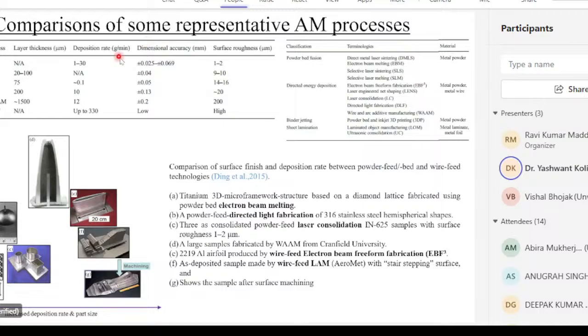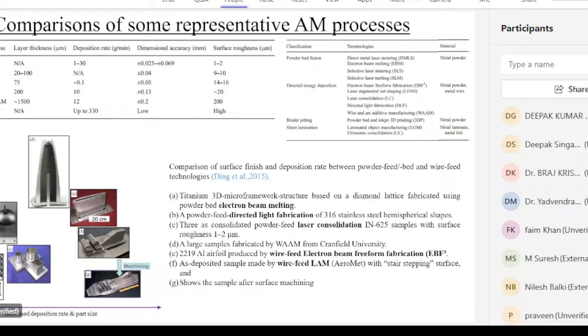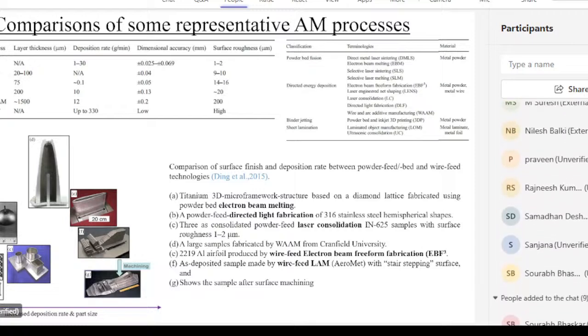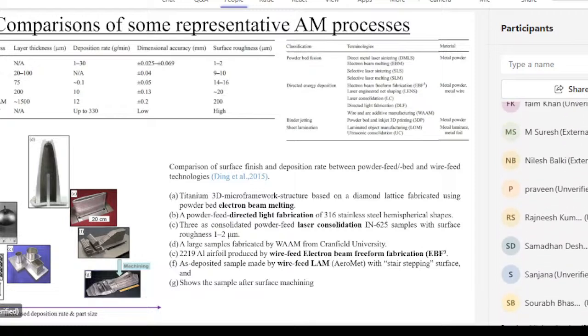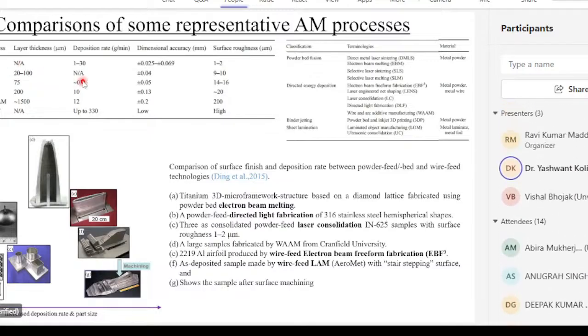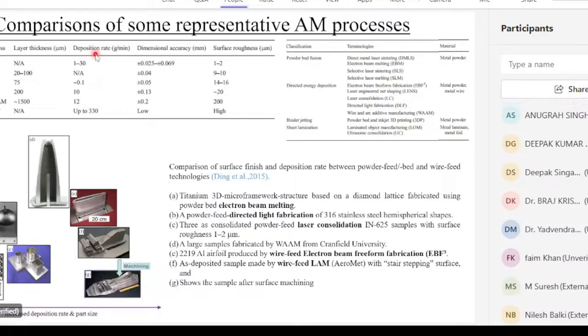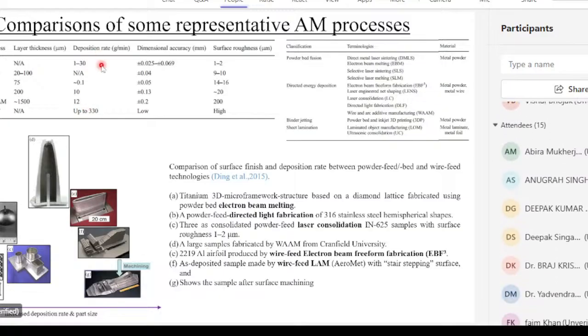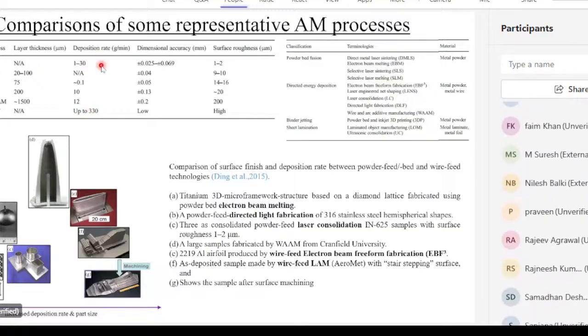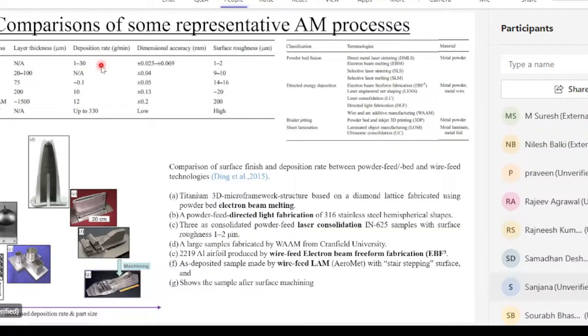So this is the comparison of some representative AM processes. You can see with the wire additive materials and powder, this laser, SLS, is having 0.1 gram per minute deposition rate, DLF 10, WAM you can see 12 gram per minute, and electron beam is having 330. So as compared to other processes, WAM is outstanding in its deposition rate and its shortened lead time.